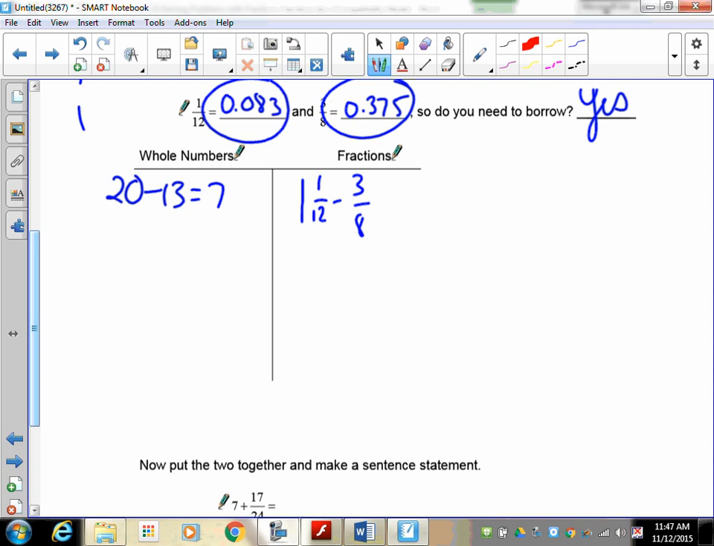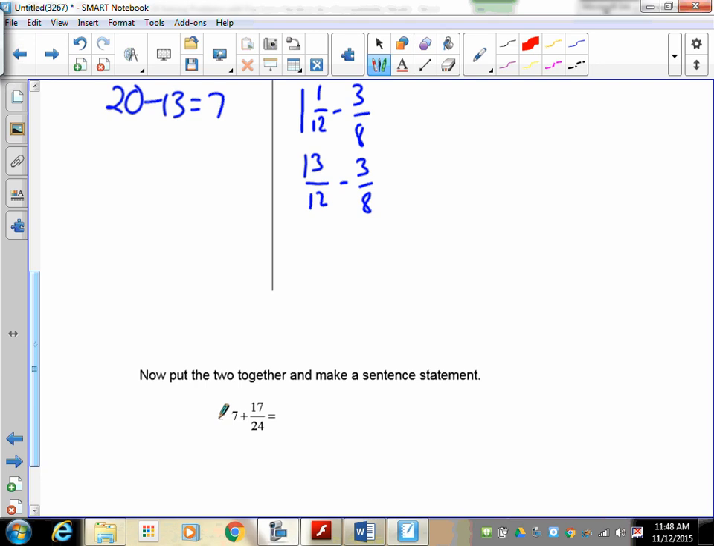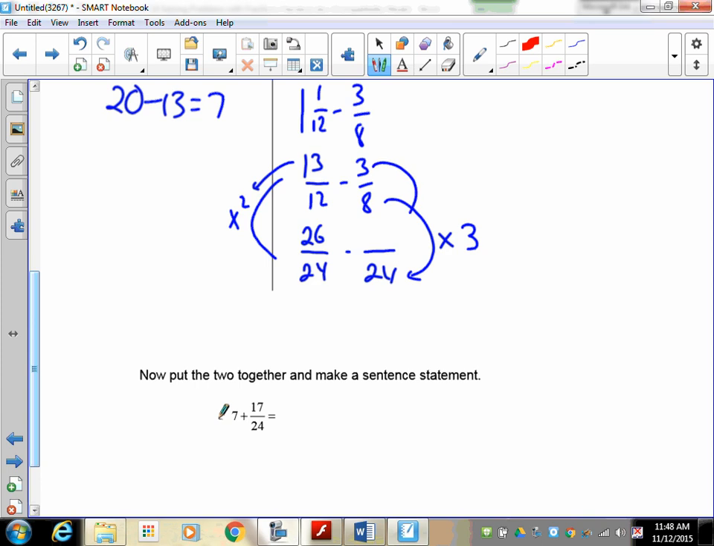Okay, so converting this into an improper fraction, you're going to end up with 13 over 12 take away 3/8. And again, if you choose to multiply 12 times 8, you can. That'll give you 96. I'm going to actually find the lowest common denominator because it makes the math easier. I know that 12 goes into 24, and so does 8. So to get from 12 to 24, I multiply by 2. So 13 times 2 is 26. To get from 8 to 24, I multiply by 3. So 3 times 3 is 9. So 26 take away 9 all over 24 gives you 17 over 24.